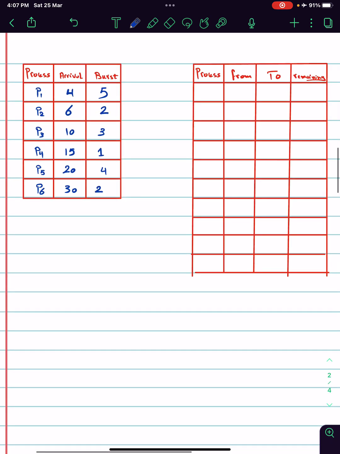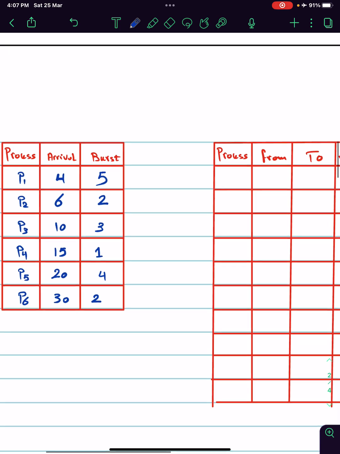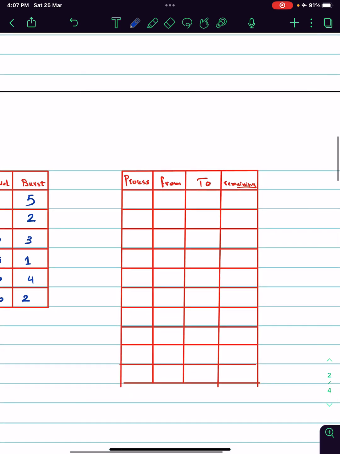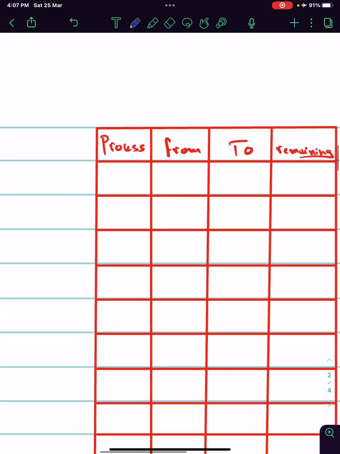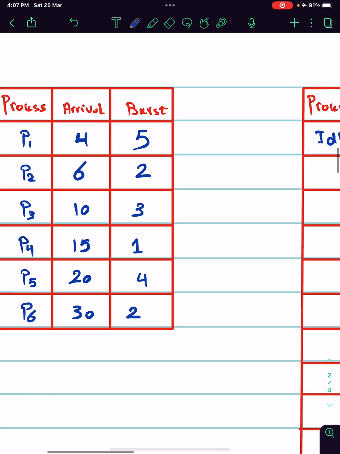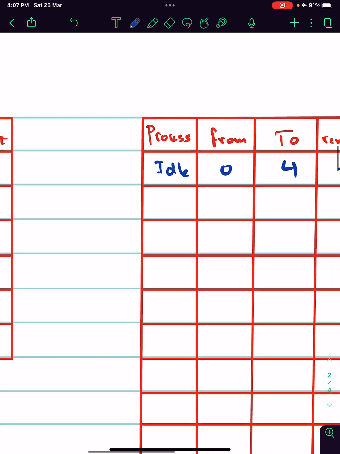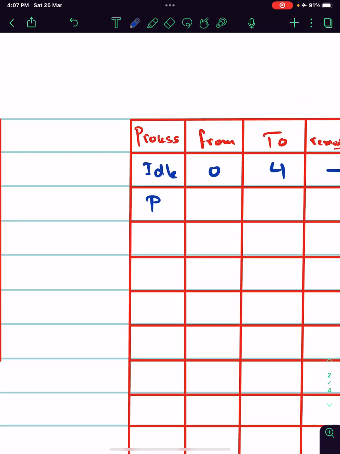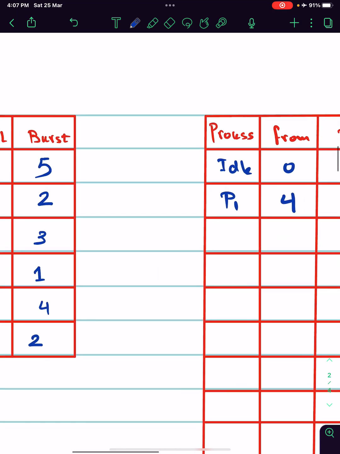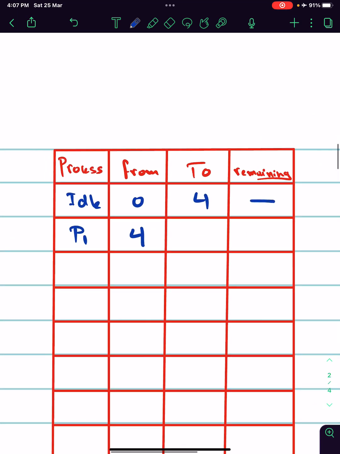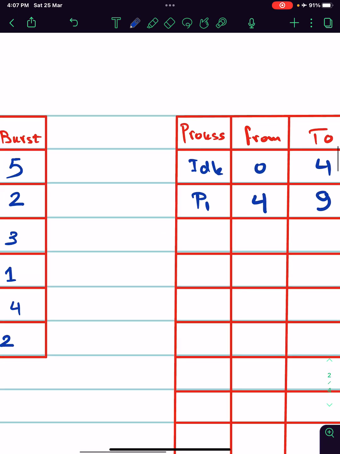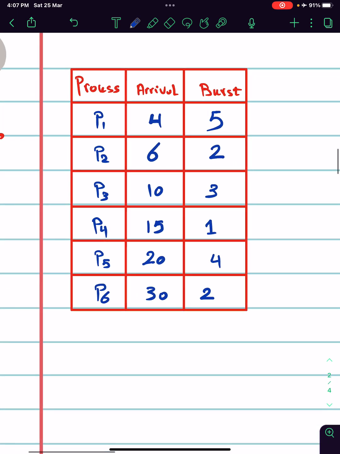So I have here P1 arrived at time 4. So I have here an idle state from 0 to 4. And then process 1 arrived at 4. And the burst is 5, so it's going to finish at 9 with no remaining time because this is non-preemptive. Again, it's first come, first serve.